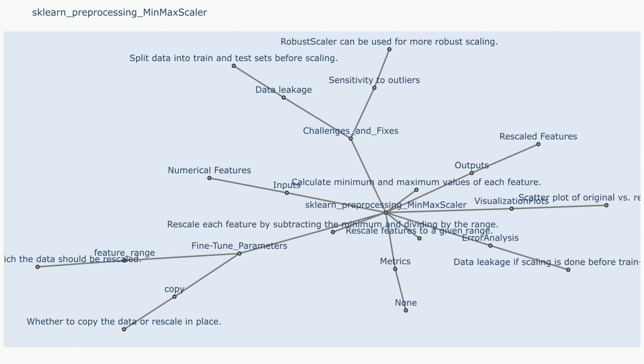Fine-tune parameters. Parameter 1. Explain in detail. Feature range. Adjusting the feature range parameter allows for customization of the output scale. For example, setting it to -1, 1 would scale the features to the range of -1 to 1.